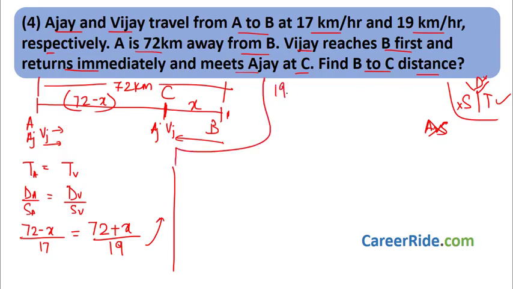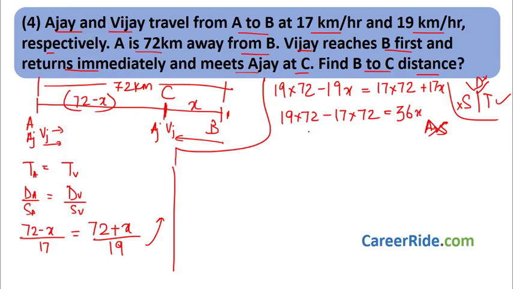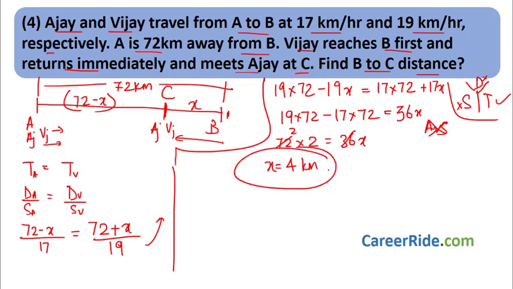We have 19 into 72 minus 19x equal to 17 into 72 plus 17x. So we have 19 into 72 minus 17 into 72 equal to 17x plus 19x. That would be 36x. Let's take 72 common. We have 72 into 19 minus 17, which is 2. That is 36x. 2 into 72 by 36 gives x equal to 4 kilometers. So the distance between B and C is 4 kilometers.